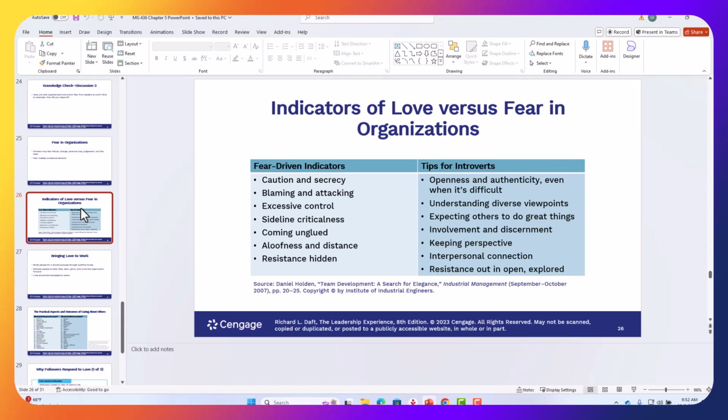Openness and authenticity, even when it's difficult. Understanding diverse viewpoints, expecting others to do great things. Involvement and discernment. Keeping perspective. Interpersonal connection. Resistance, out and open, explore. So you have to connect with them differently because they're wired different. Doesn't make them bad. It makes them different. So you have to be different. As leaders, you're the one who has to make the adjustments, not the followers or the direct employees.